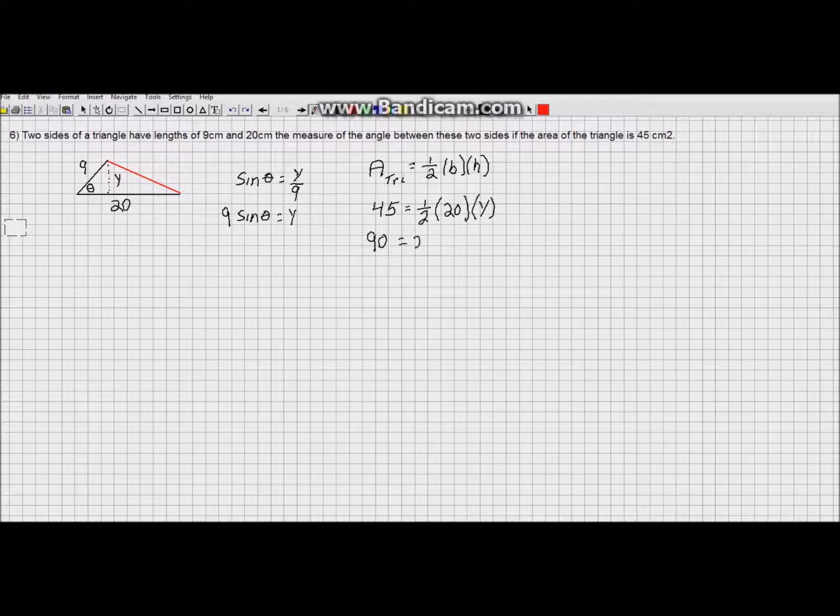Going back to the area equation, I can clear the fraction by multiplying both sides by 2 and get 90 equals 20 times y, and I can replace y with 9 sine theta. At this point, I can multiply the 20 times the 9 and get 180 sine theta. Divide both sides by 180. 90 over 180 is 1/2, equals the sine of theta. And then theta is equal to 30 degrees.